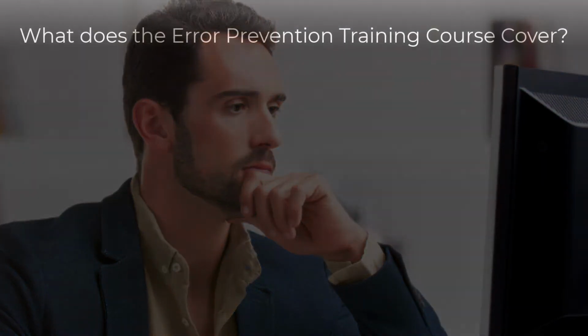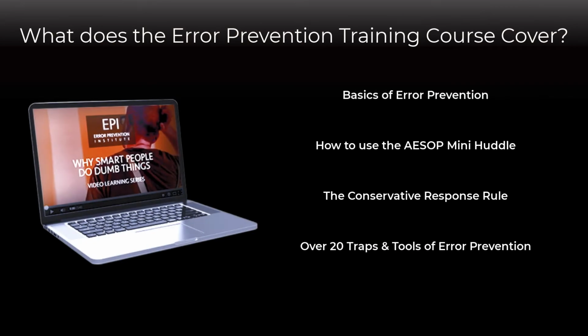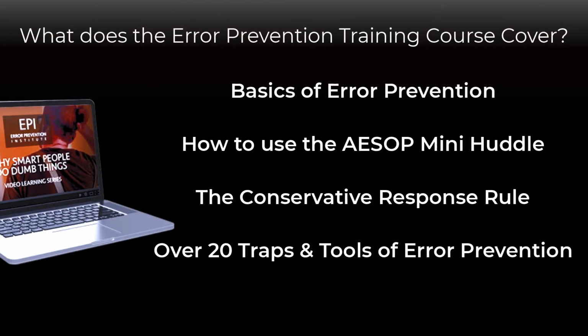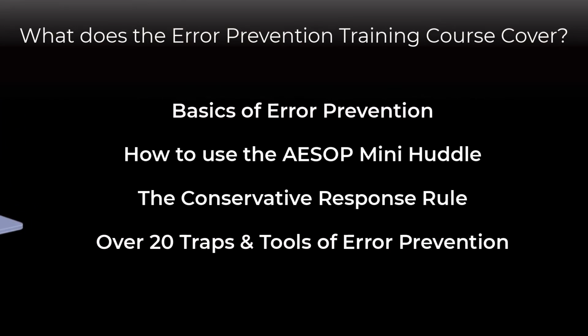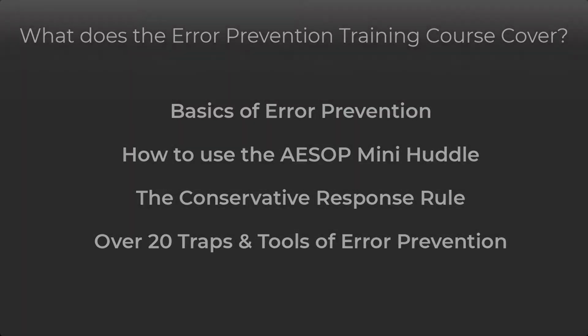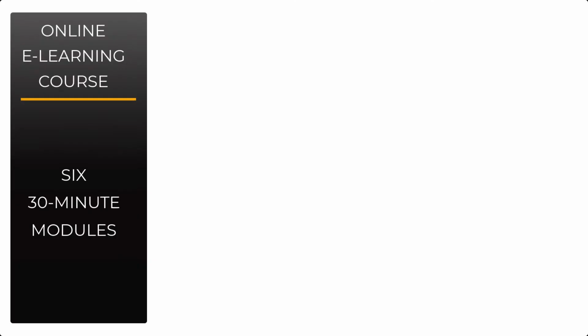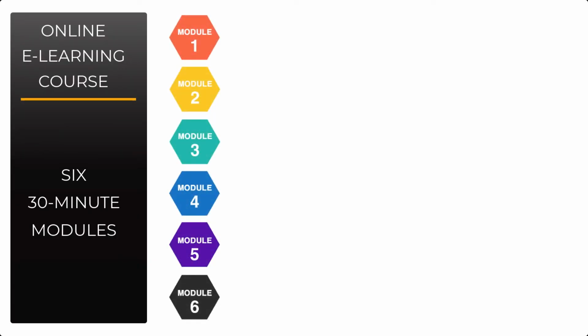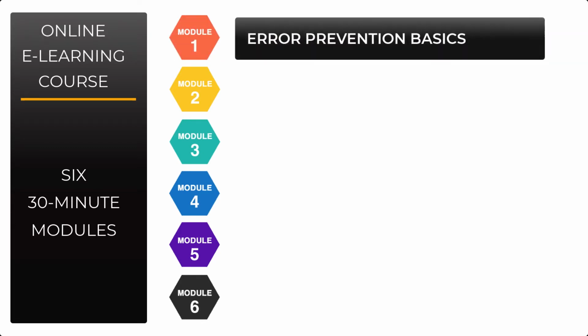The Error Prevention Basic Training course covers the basics of error prevention, including how to use AESOP Mini Huddles, the conservative response rule, and over 20 traps and tools of error prevention. Our online e-learning course consists of 6 30-minute modules. Module 1, Error Prevention Basics. An introduction to the most fundamental traps and tools so you can start avoiding mistakes and increasing effectiveness right away.